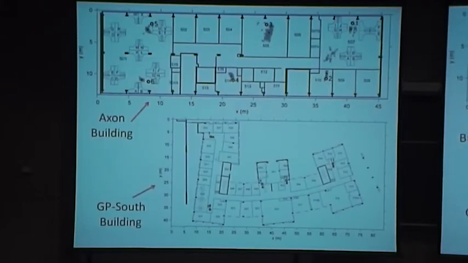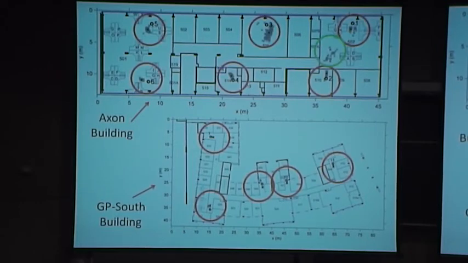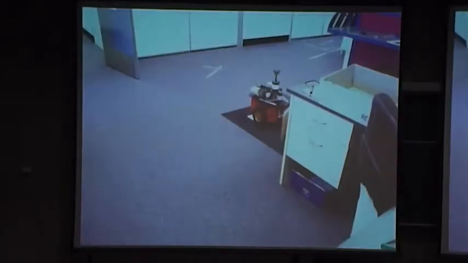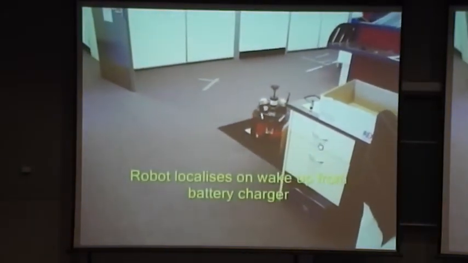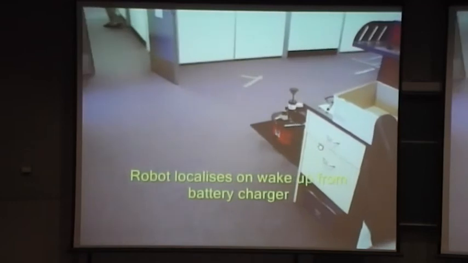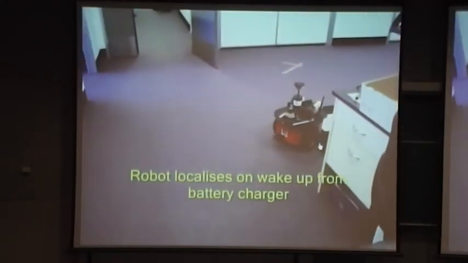The study was conducted across two buildings: level 5 of the Axon building and, incidentally, level 5 of the General Purpose South building. They're reasonably sized environments. You can see the red circles are our delivery locations, and the green circle is where the battery charger was. This is the robot doing its thing, waking up off the battery charger and doing a little bit of localization.